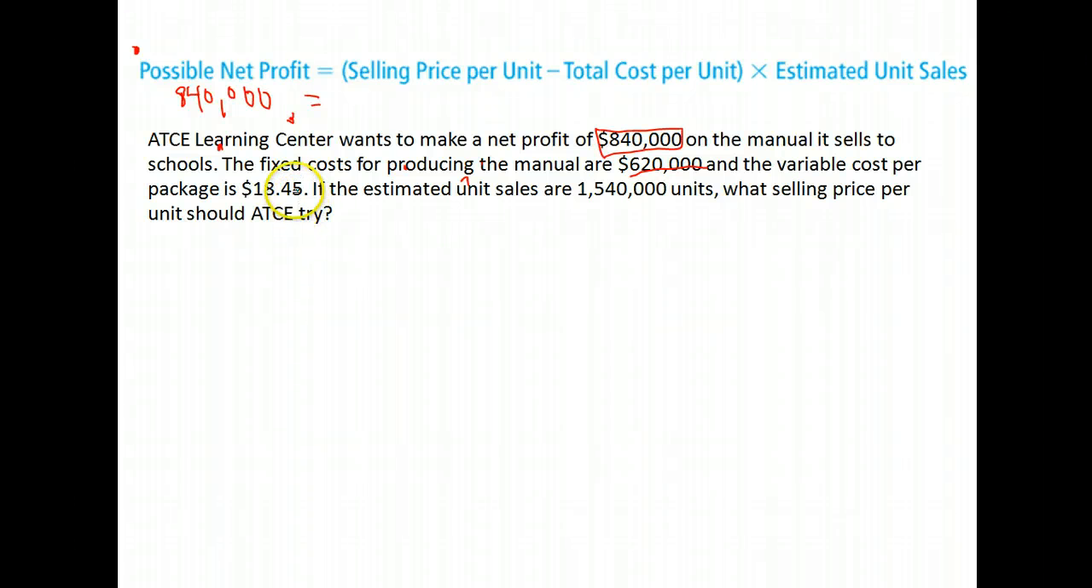Now notice we don't have anywhere in our formula that says variable cost per package. All we have is a total cost per unit. So we're going to have to do a little work here. We know our variable cost is $18.45, but we don't know our fixed cost per unit. We know our total fixed costs. Okay, we come down here and it says the estimated unit sales are 1,540,000 units. So here's our estimated units in our formula, goes right here. But again, we're not done yet because we need to find our total cost per unit.